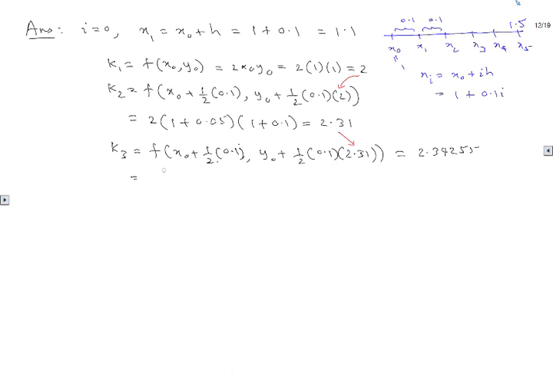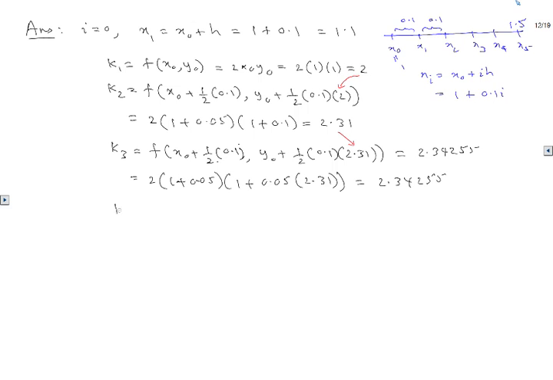And then, if I show you the steps, what happened here is 1 plus 0.05 times 1 plus 0.05 times 2.31. Yeah, so that's how you get it. So you're gonna use the calculator and then multiply the 2, so you're gonna get that.